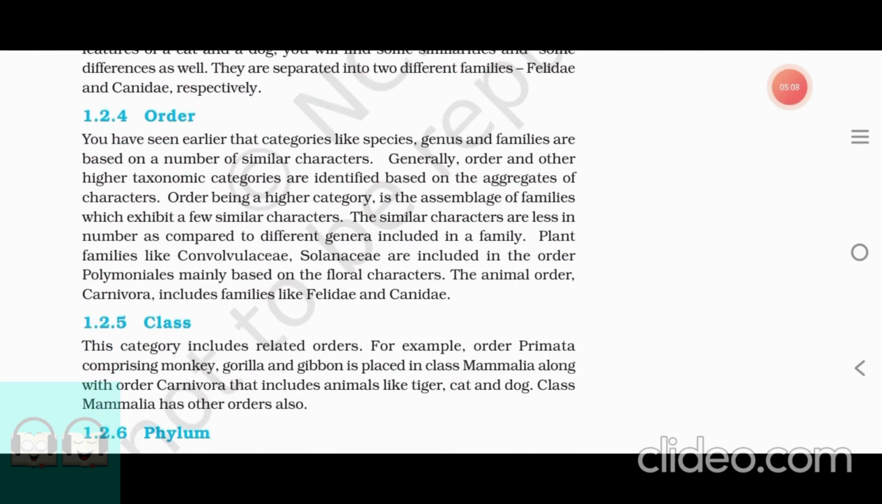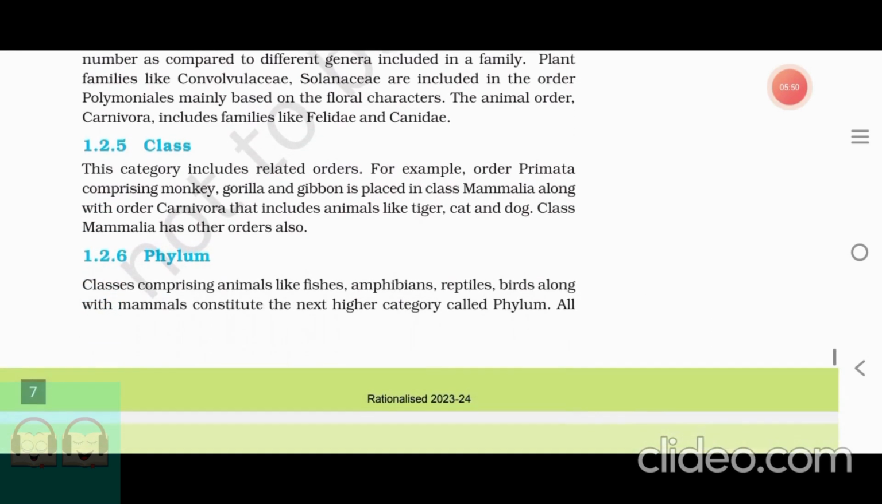Order. You have seen earlier that categories like species, genus, and families are based on a number of similar characters. Generally, order and other higher taxonomic categories are identified based on the aggregates of characters. Order, being a higher category, is the assemblage of families which exhibit a few similar characters. The similar characters are less in number as compared to different genera included in a family. Plant families like Convolvulaceae, Solanaceae are included in the order Polemoniales, mainly based on the floral characters. The animal order Carnivora includes families like Felidae and Canidae.